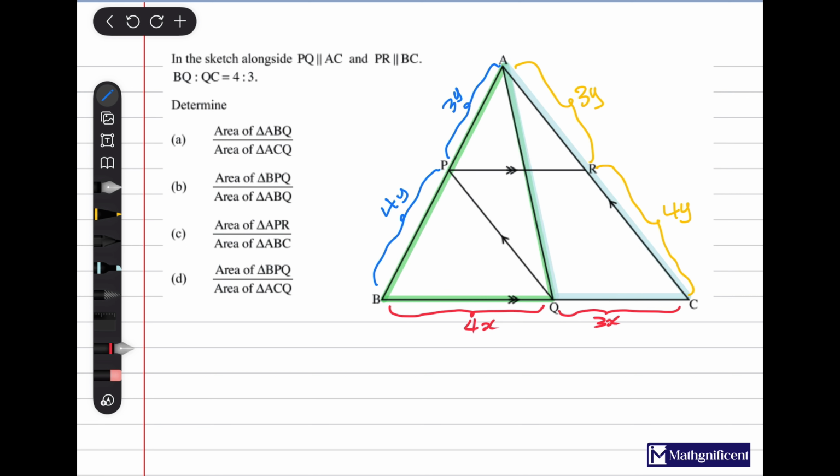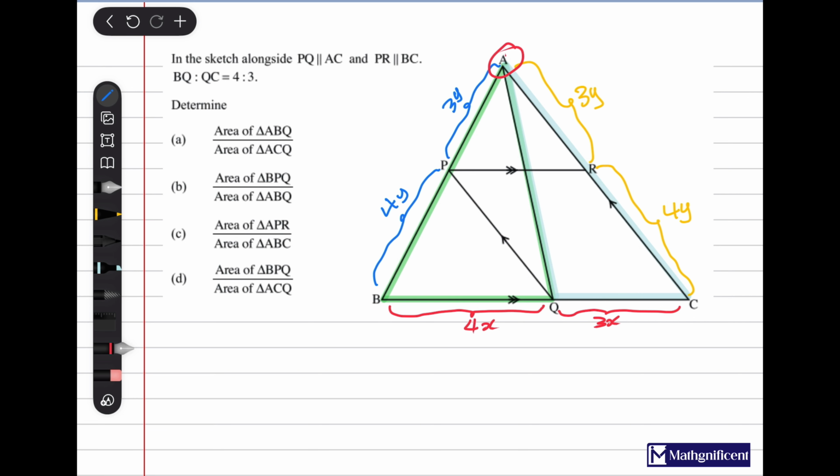You have to calculate the ratio of the area of triangle ABQ over the area of triangle ACQ. So that's what we have to calculate. I have already tried to highlight here: ABQ is this part of the triangle, ACQ is this part of the triangle. If we look at those two triangles, they are sharing a vertex. Which vertex? They are sharing the vertex A.